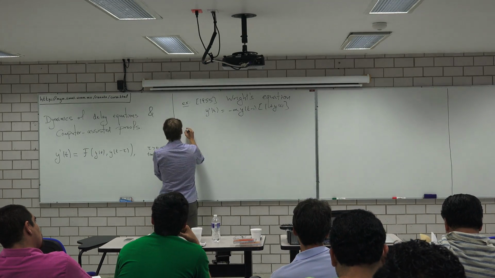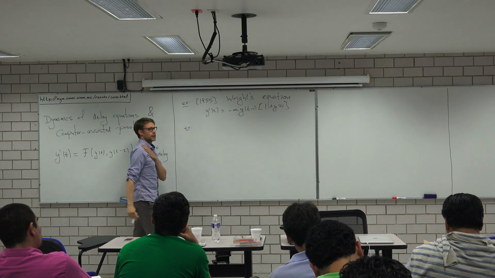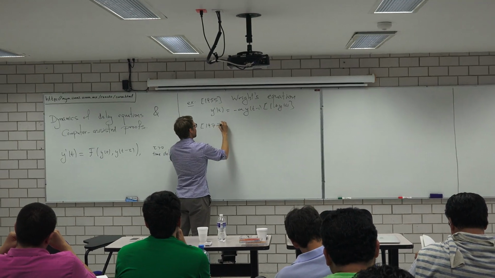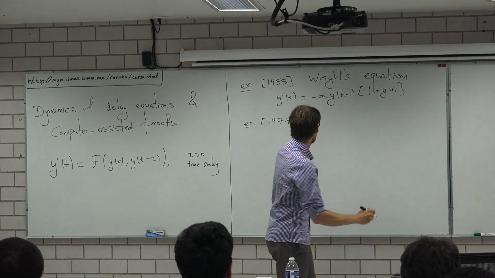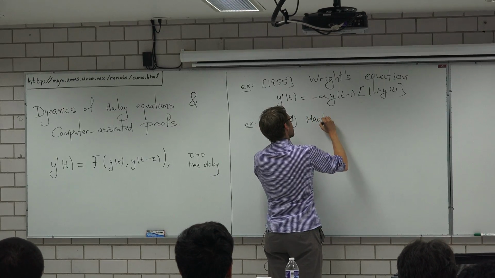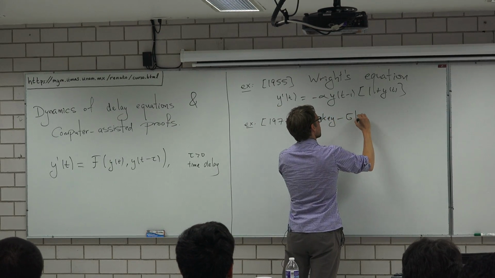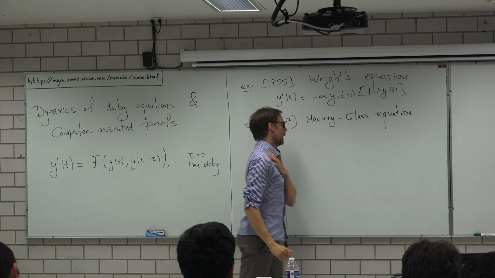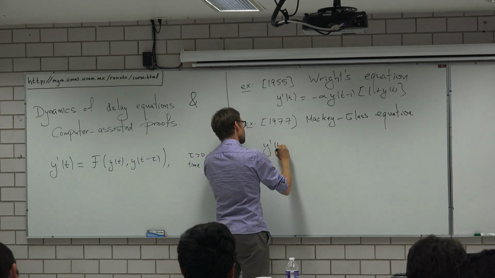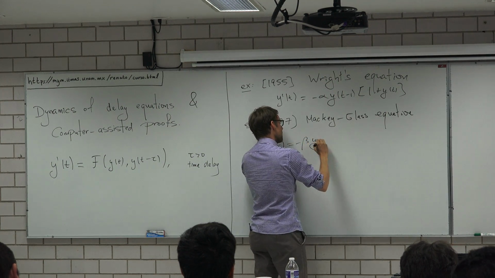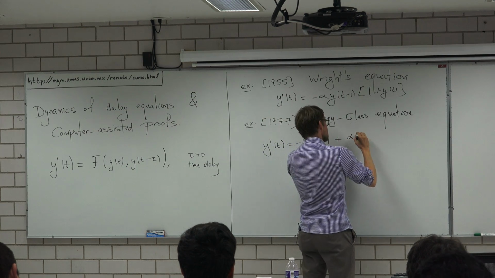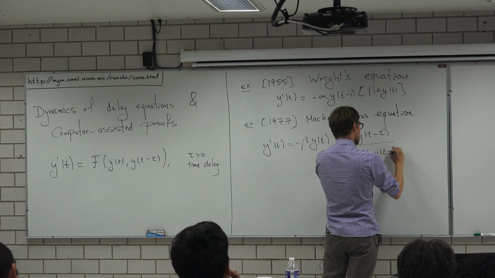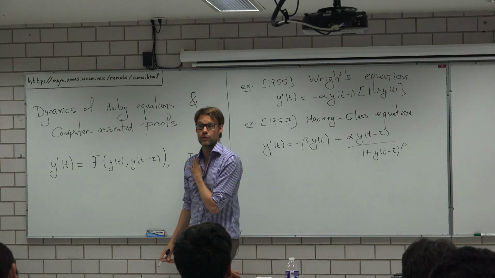And another one, which I'm going to talk about at the end of my talk, is the one going back to 1977. That's in a paper published in Science by Mackey and Glass. It's called the Mackey-Glass equation. And that's the following. So let's say I have y prime of t equals minus beta times y of t plus alpha times y at time t minus tau divided by 1 plus y at t minus tau to the power rho. So here I have a bunch of different parameters.